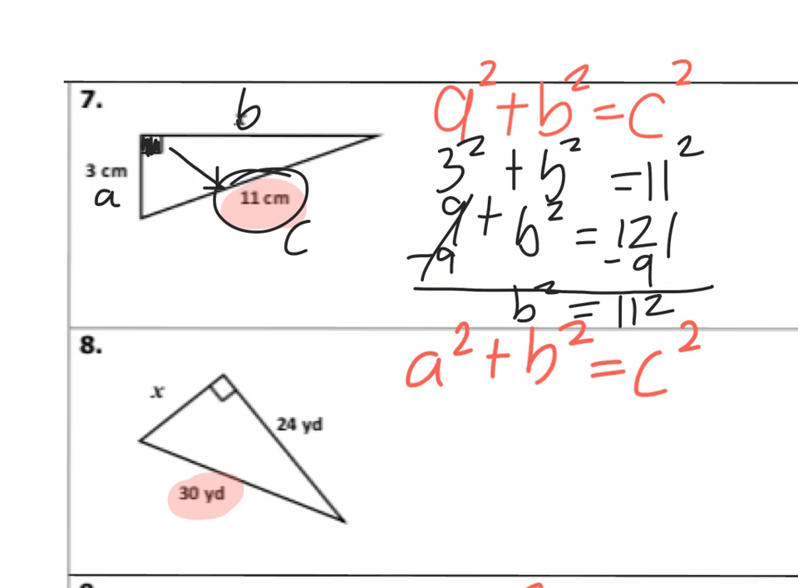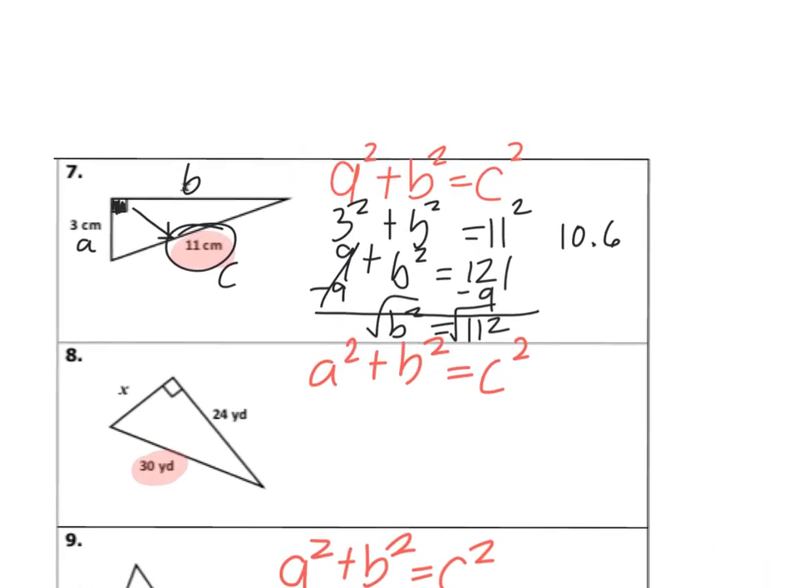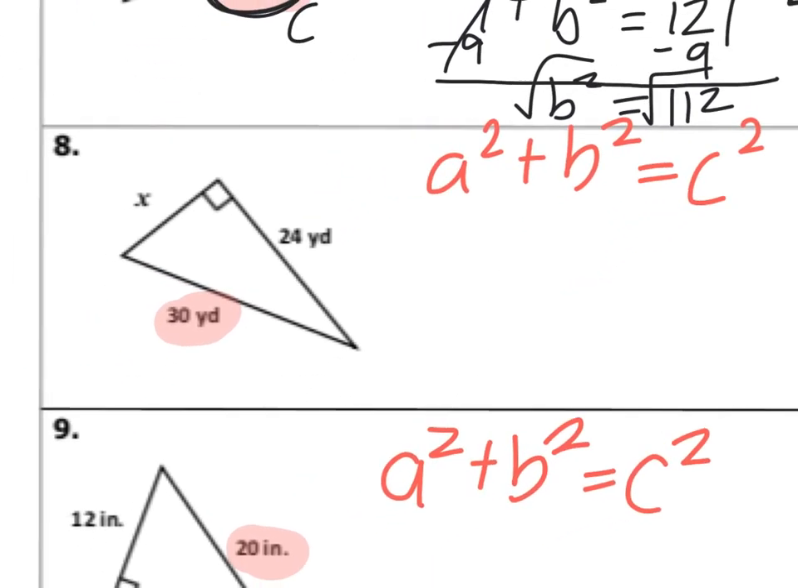And my last step is I take the square root of 112, and in my calculator it's going to give me 10.6. Okay, and I know this number looks correct because it's less than C, which is 11. Okay, going to the next one.